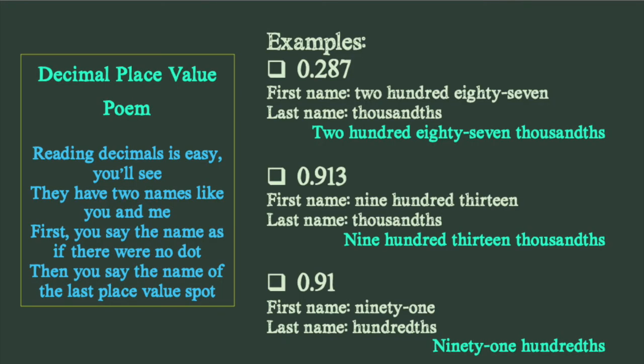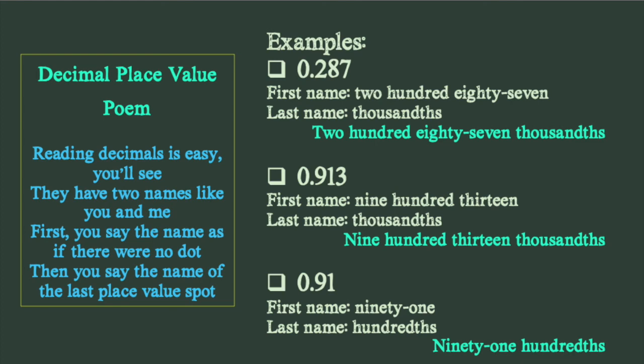So for example, if we look at this number, 0.287. The first name of that number is, remember we say the name as if there's no dot, and that would be 287, right? The numbers after the decimal point. Then the last name is the name of the last place value spot. So if we're looking at a decimal, after the decimal point is tenths, hundredths, and then thousandths, and then ten-thousandths. So the 7 is the last number, and that is in the thousandths. So this number is 287 thousandths, 0.287.